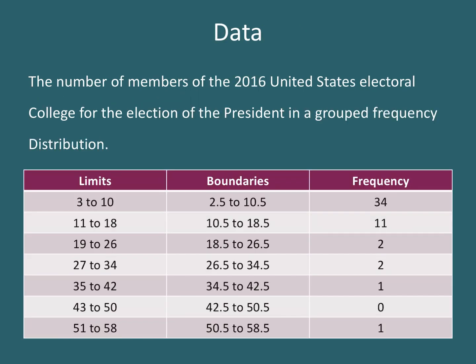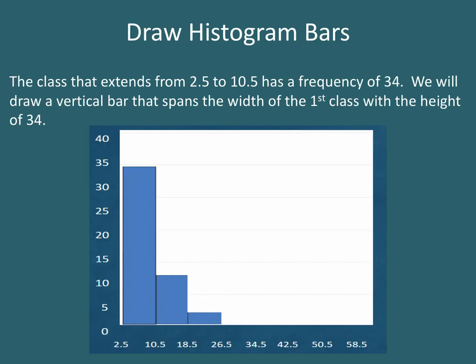Once again, let's take a look at our table. And as we can see, we have all of our given information that we saw from the previous example. First, notice that my frequency of 34 that lands in the class of 2.5 to 10.5 creates a bar as follows. Notice that my first bar, which will happen to be the highest bar in this histogram, reaches almost to 35 but not quite. That's because it has a frequency of 34.